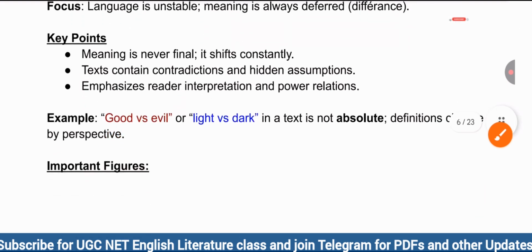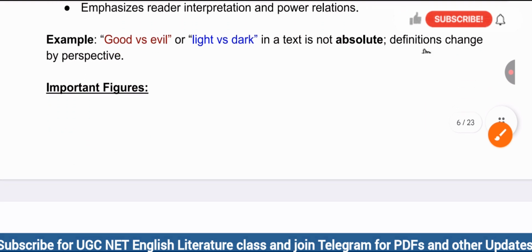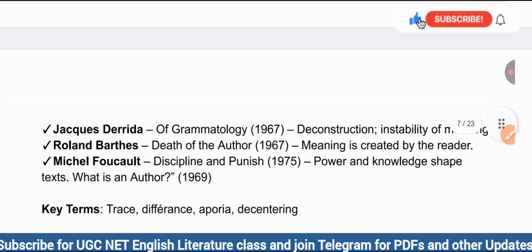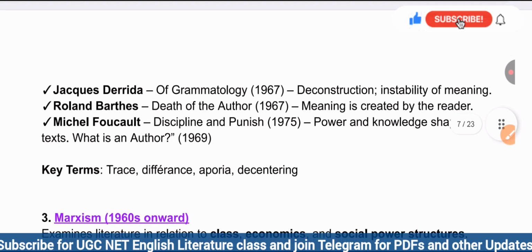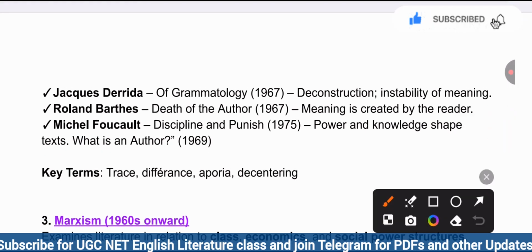Okay. The example I just gave you, good versus evil and light versus dark, is what binary opposition means. And the key writers of this age you should remember: Jacques Derrida, Of Grammatology, deconstruction and instability of meaning. This is what he has mentioned. Roland Barthes, Death of the Author, 1967. Meaning is created by the reader.